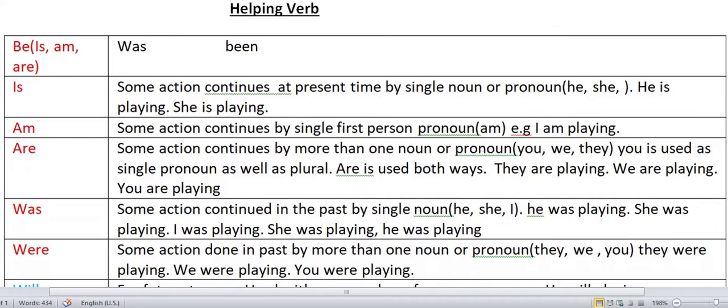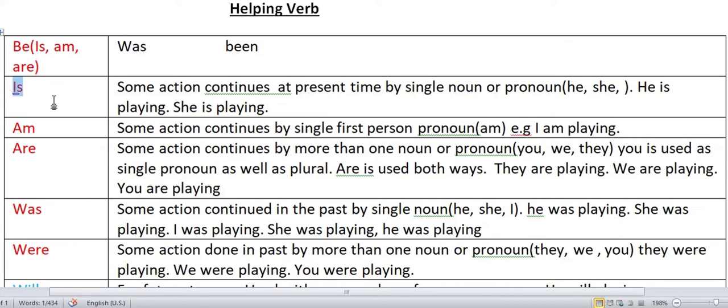Okay, let's start. The first helping verb we have here is be. This is so important to understand. Be is the first form, was is the second form, and been is the third form. So just keep in mind this word be, was, been is always used for continuous tense. Be has three other forms as well: is, am, are. Starting with be, it's the is. The first helping verb we have here is is.